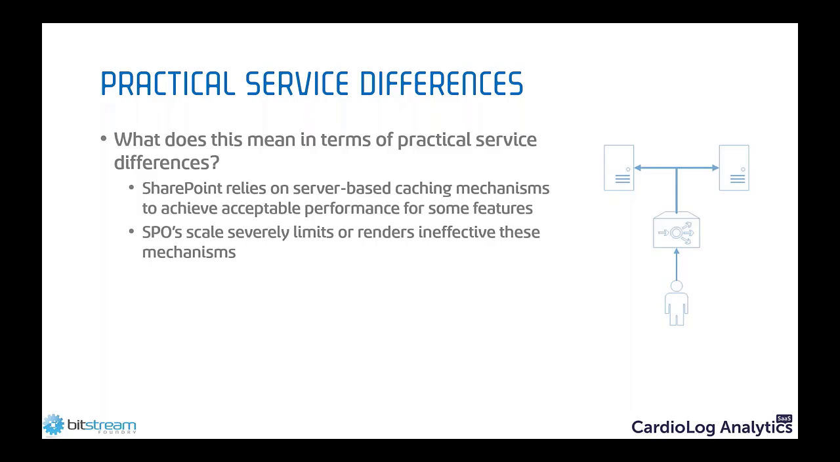SharePoint on-prem relies on server-based caching mechanisms to achieve acceptable performance for some features. The sheer scale of SharePoint Online's implementation limits or renders ineffective these mechanisms in a large number of cases. So if we think about the case of a user on the right going out through a load balancer in an on-prem environment, they might have two web front ends in their environment. Their chance of hitting one box over the other is 50%, one out of two. This lends itself well to caching. We have fewer sites and site collections on-prem, relatively speaking, so caches can fill up, and the chances of users hitting those servers with cached content work for us.